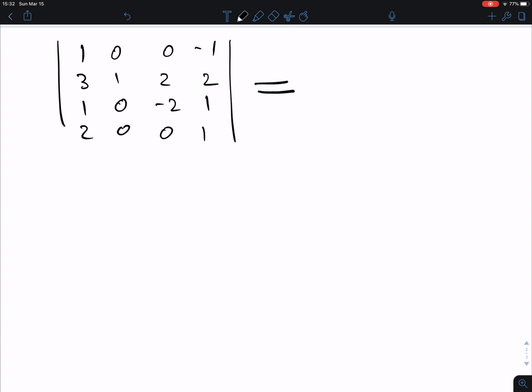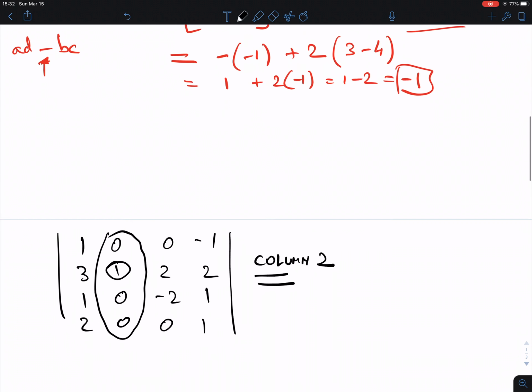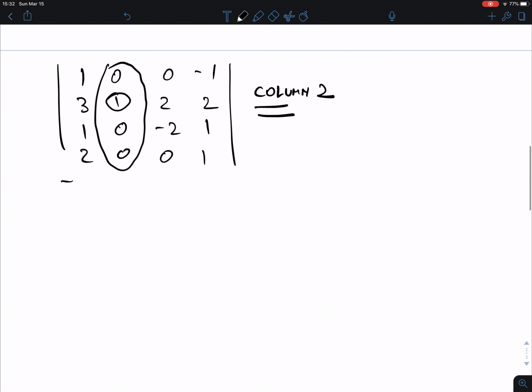So I noticed that the best way to do it is to use this column. It's the only column or row that has so many zeros in it. So I'm going to use column 2. This means that I have only one element to take care of, this one. Okay, what's the sign? Well, if you do the superimposition, you see that the sign is plus. If you don't see it, let me copy the signs again: plus, minus, plus, minus, minus, plus, minus, plus, plus, minus, plus, minus, minus, plus, minus, plus. We are talking about this element, that's a plus sign.